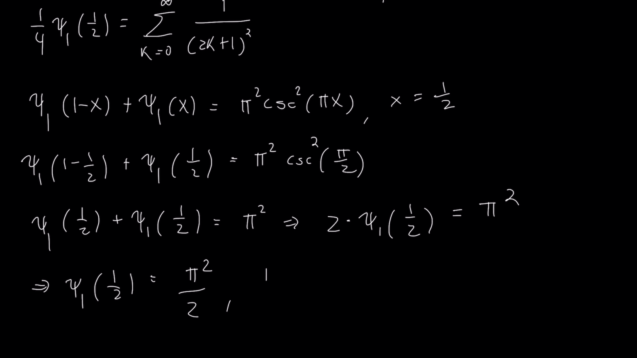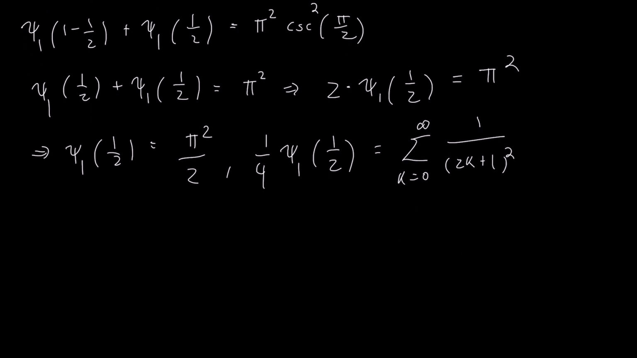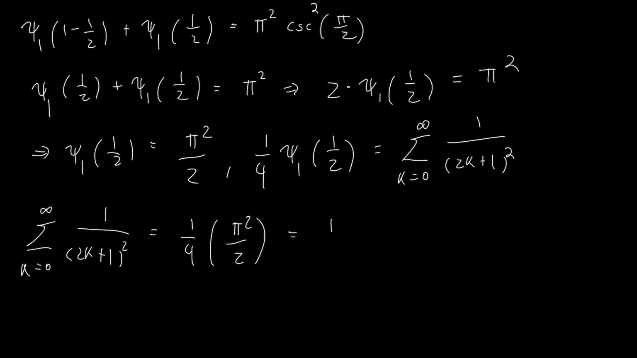But we said that 1/4 trigamma of 1/2 is the desired sum, the sum from 0 to infinity of 1 divided by (2k plus 1) quantity squared. So this means that the sum from 0 to infinity of 1 divided by (2k plus 1) squared is equal to 1/4 times pi squared over 2, which is equal to pi squared over 8. And so that is the final result.